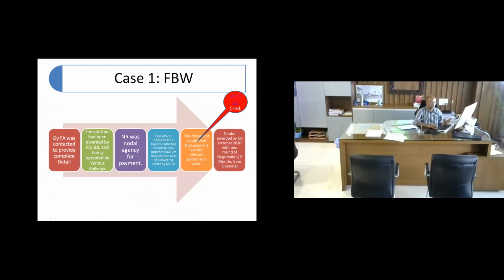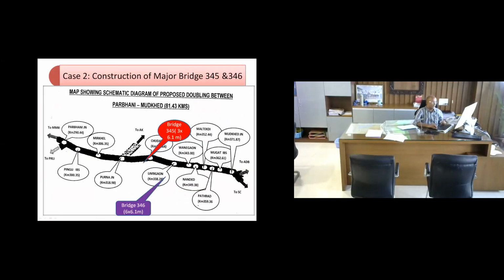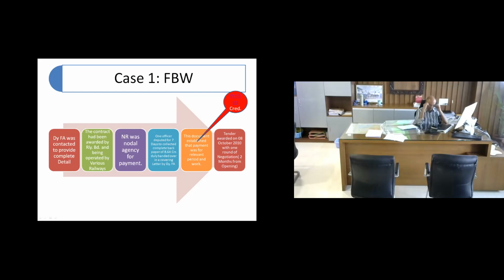So in 2 months' time, we finalized the tender with all this problem and one round of negotiation. And rates were better than what was already being used in different contracts on adjoining railways and even on open line. So the message is that in case of tender, you have to be very careful, but then you need to deliver also.